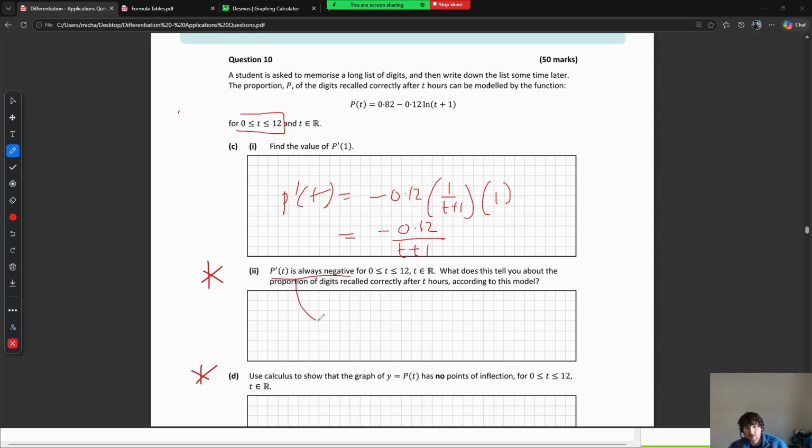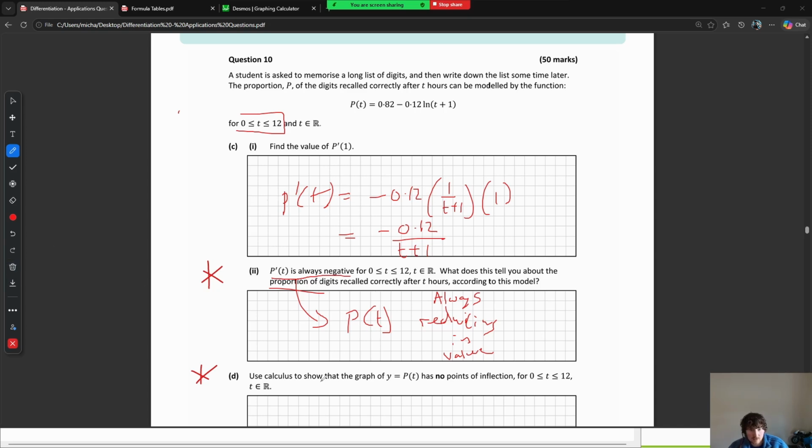Because it's always negative, it means P of t is always reducing in value. If the derivative is negative, it means the y value, the P of t, is always reducing in value. And what does that mean in terms of the context of the question? It means the student, as time goes on, is always forgetting more digits. I'm not going to write that on the Zoom here, but from an algebra point of view, P of t is always reducing in value, and in terms of the question, the student is always forgetting more digits as time goes on.